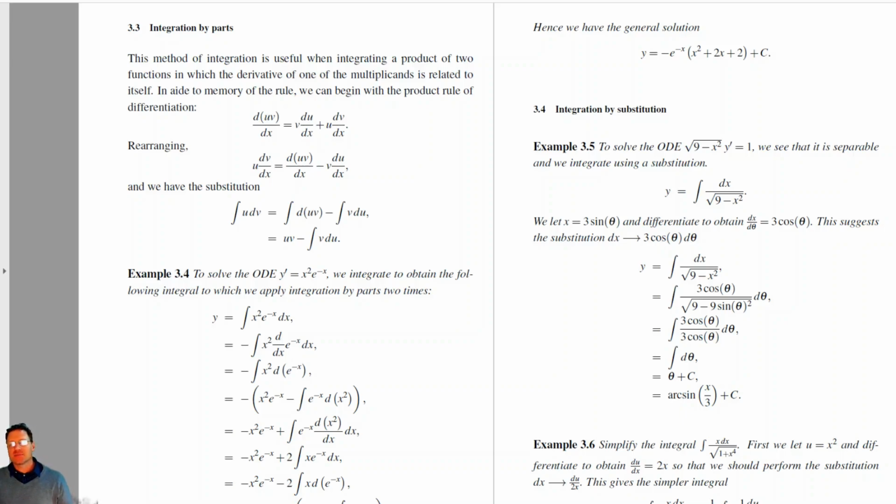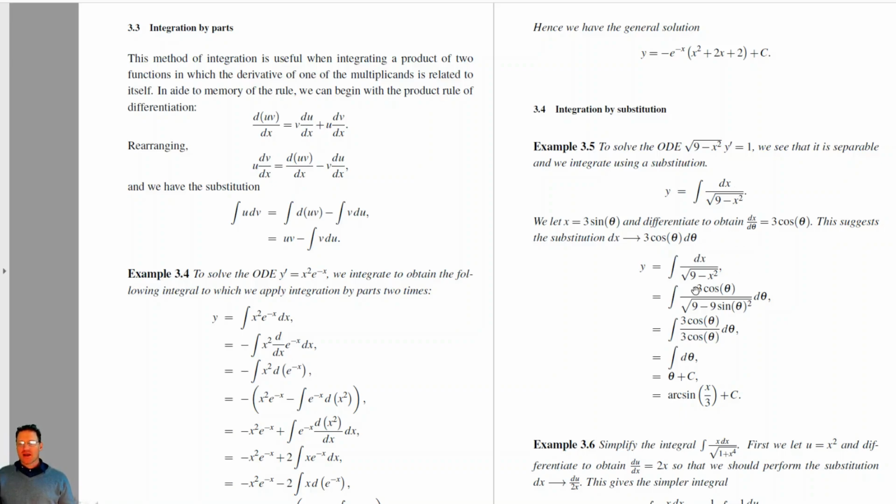So we let x be equal to 3 sine of theta. Okay, why 3 sine theta? Well, because 3 squared is 9, and that allows us to pull the 9 outside the square root there. So let's differentiate that expression, and take dx on d theta. So we get 3 cos theta. So that suggests the substitution, replacing dx with 3 cos theta d theta.